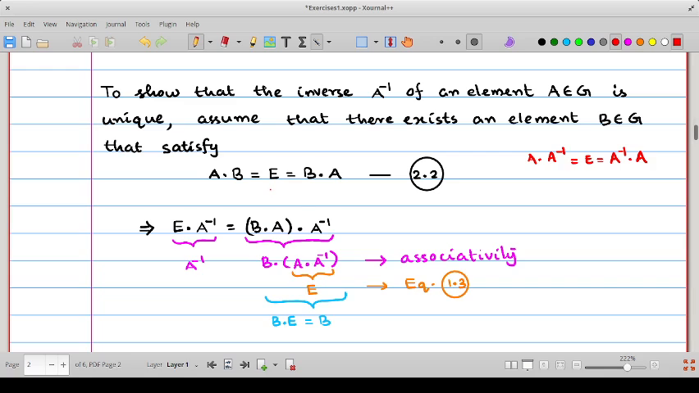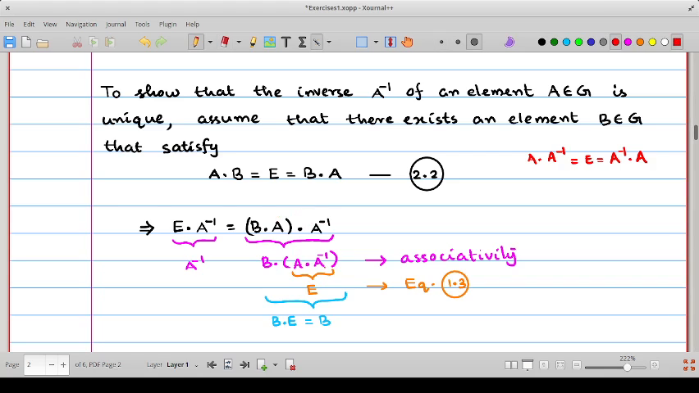To show that, we consider this part of the equation and we multiply on the right hand side with A inverse. So we have E dot A inverse, that is this on the left side, and on the right hand side I have this times A inverse, that is B dot A inverse. On the left hand side, since E is the identity, E dot A inverse is A inverse, and on the right hand side, using the associativity of the group multiplication, I can take first the product of A with A inverse and then take the product of B with the result of the first multiplication.